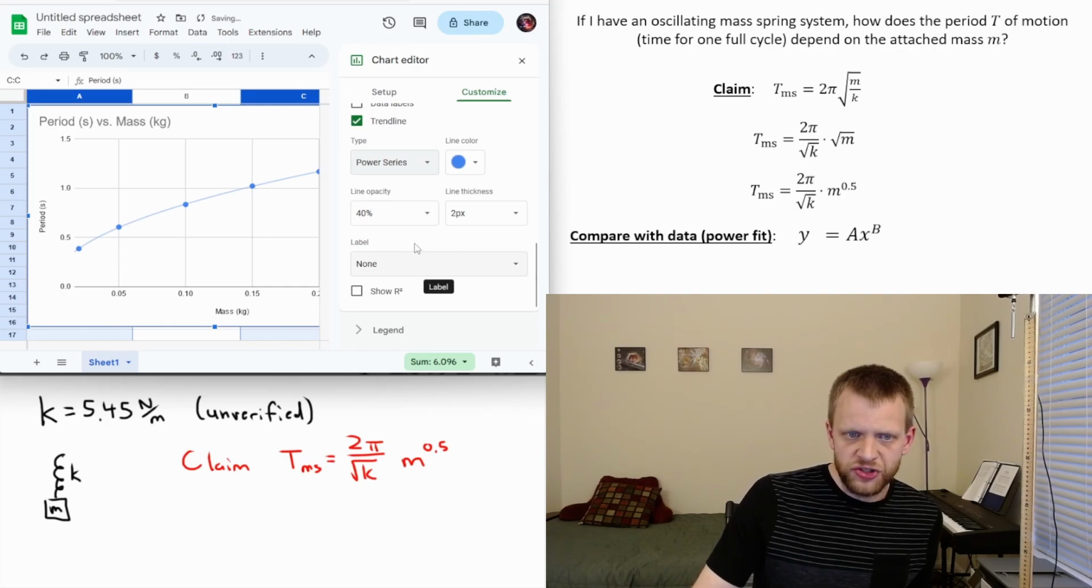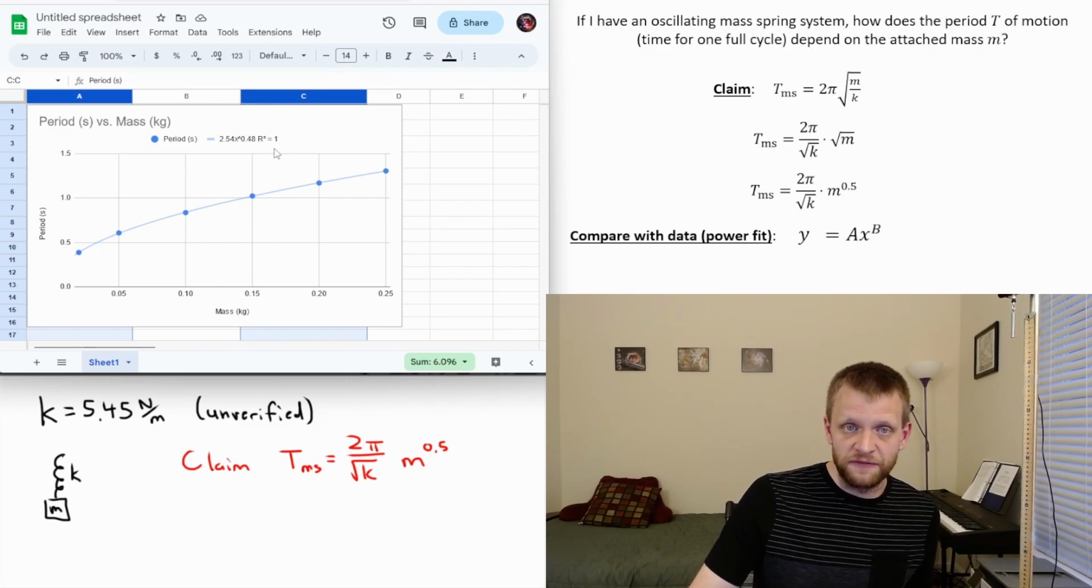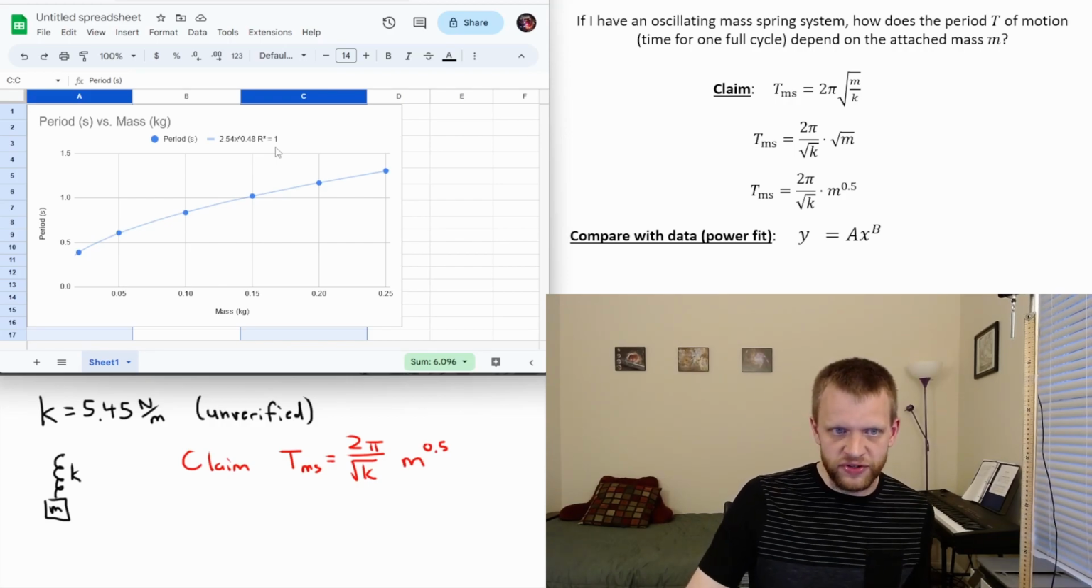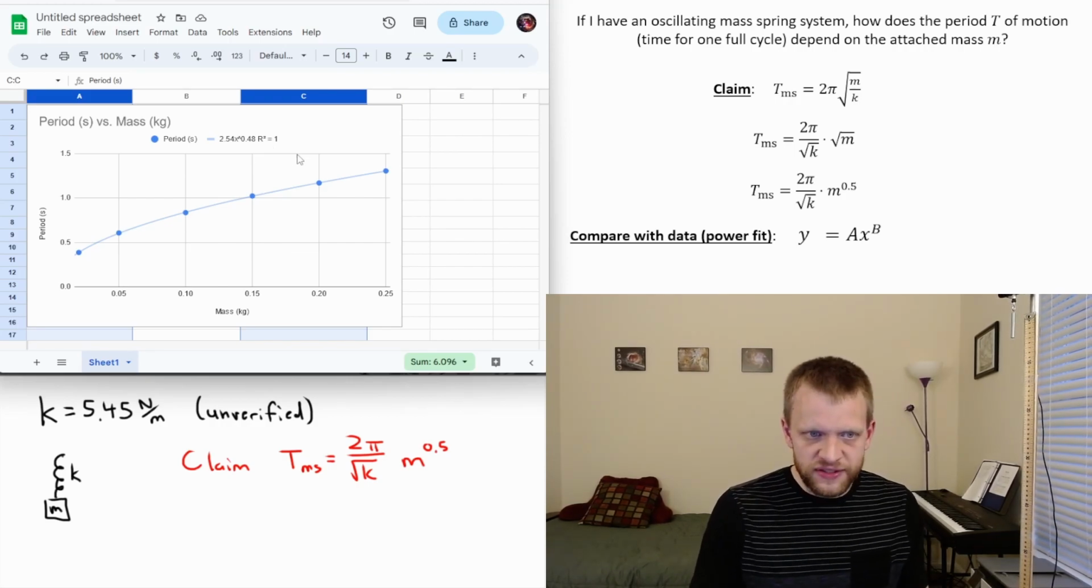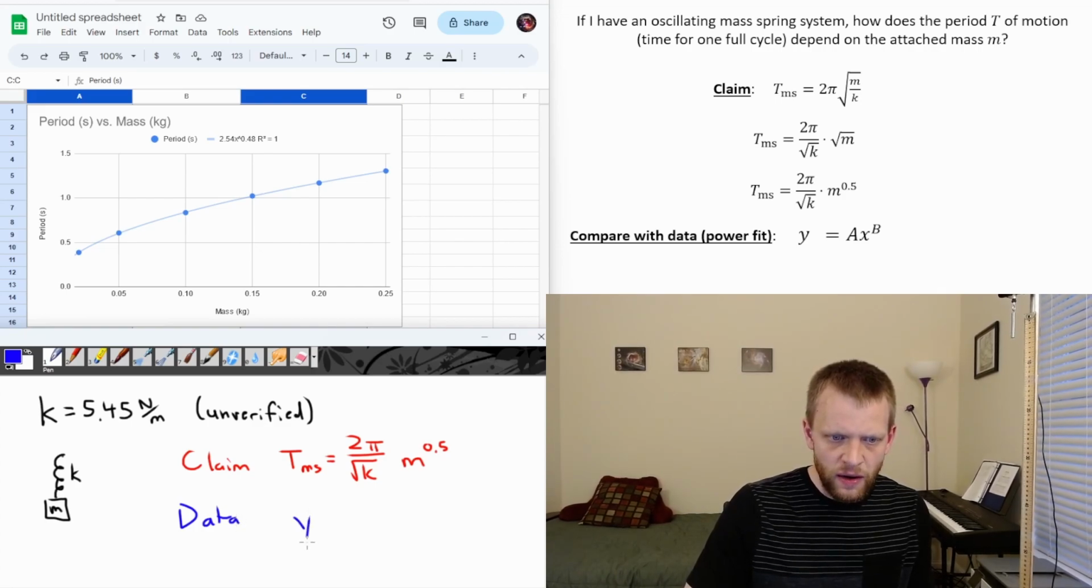So again, we've got our power series. We can label this with our equation, and we can show the r-squared value. Notice our r-squared value is close enough to 1 that it rounds to 1, suggesting that this is a very, very good fit with our data. And our data provided this particular mathematical pattern. So our data was that the y quantity, we can read this equation, is 2.54 times x to the power of 0.48.